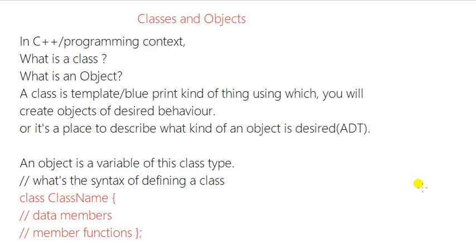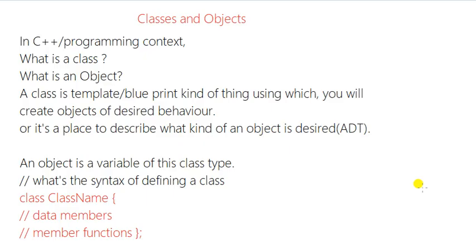Or you can say it's a place to describe what kind of object is required or desired. That is what an ADT, abstract data type, is. So a class allows you to define a user defined data type, an abstract data type. So you will be only listing what is required. The things in which you are not interested, you will just ignore them and focus only on what is required. That is what abstract data type means.